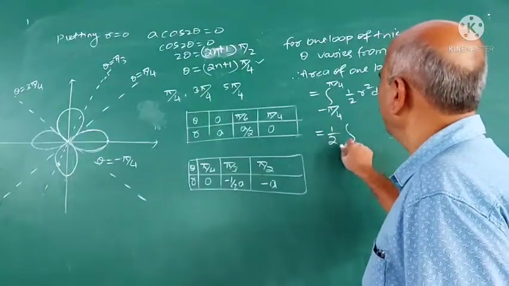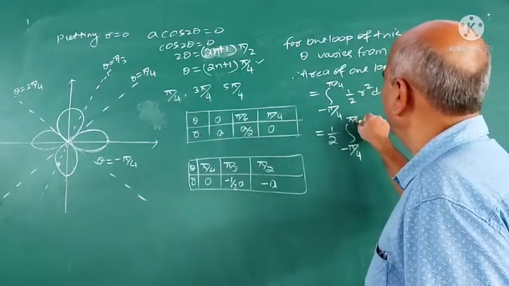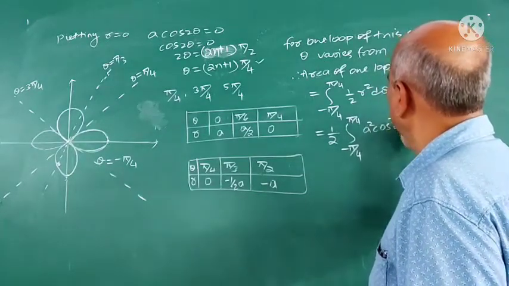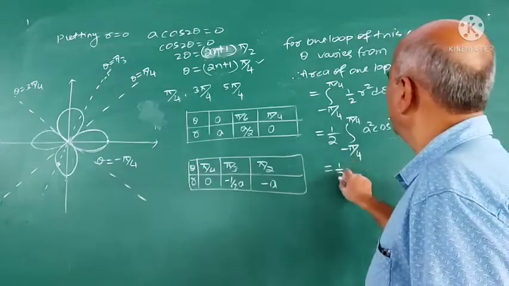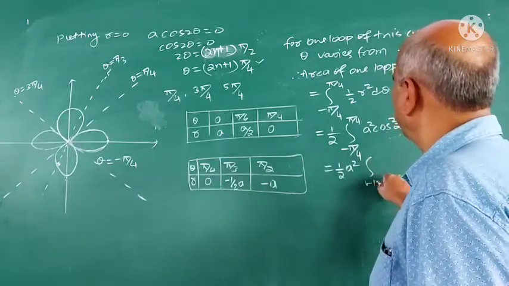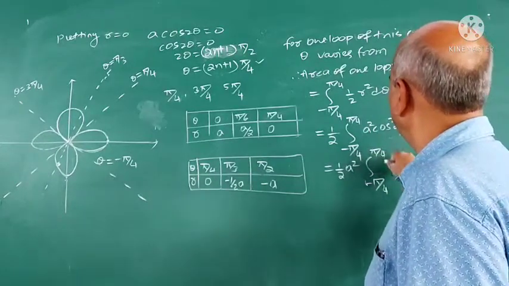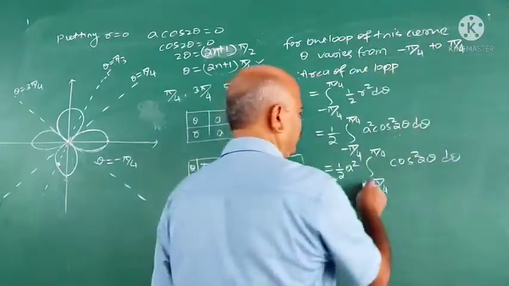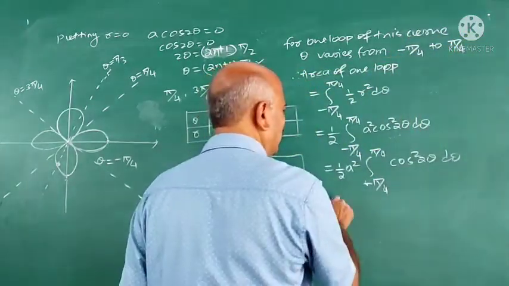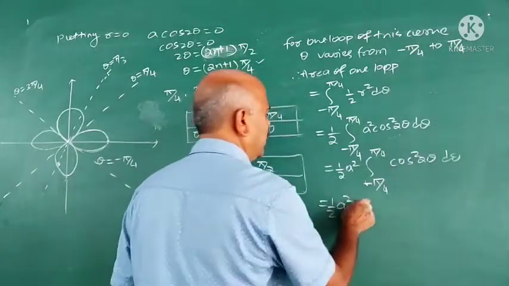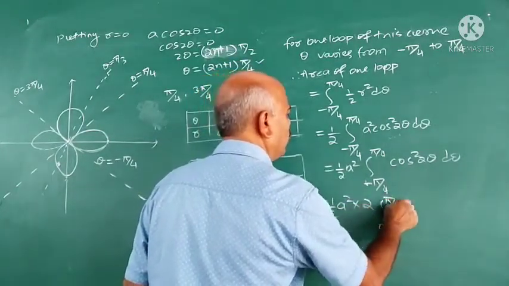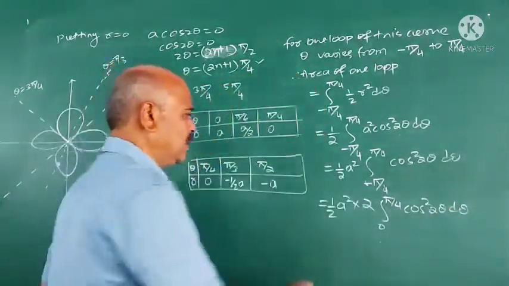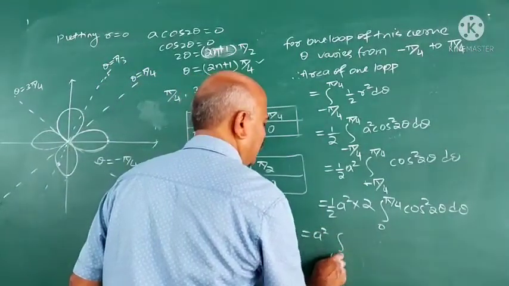So 1 by 2 integral from minus pi by 4 to pi by 4 of r square. What is r? a cos 2 theta. a square cos square 2 theta d theta. So 1 by 2 a square integral from minus pi by 4 to pi by 4 of cos square 2 theta with respect to theta. Square is there, therefore we can write 1 by 2 a square into 2 into integral from 0 to pi by 4 of cos square 2 theta d theta. So it is a square, 0 to pi by 4.